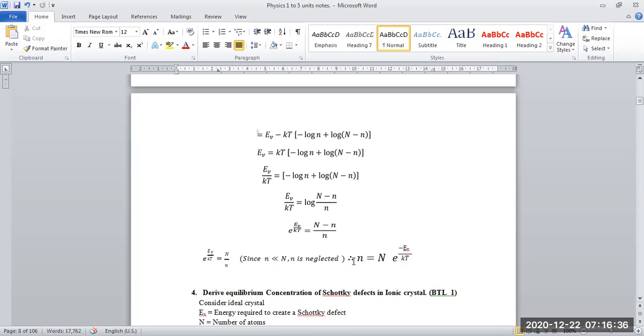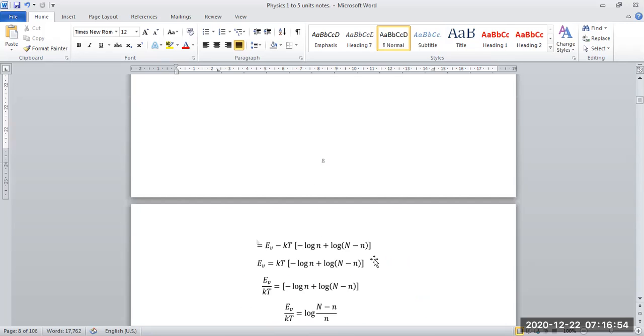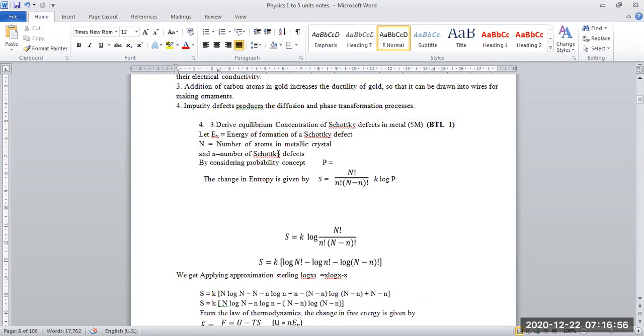So this is the way you can calculate the probable number of Schottky defect atoms present inside the metal. This is n equal to capital N into e to the power of minus EV by KT. Now this is what we do in the examination. They will ask you to derive the equilibrium concentration of Schottky defect in metal, so you can just write it down in this particular manner.